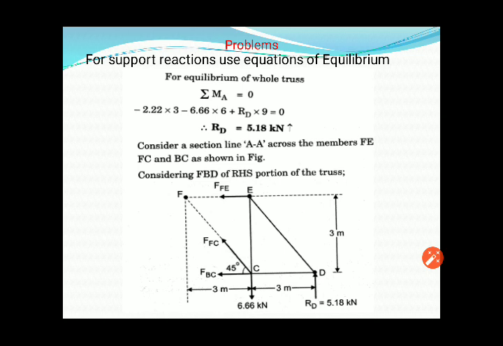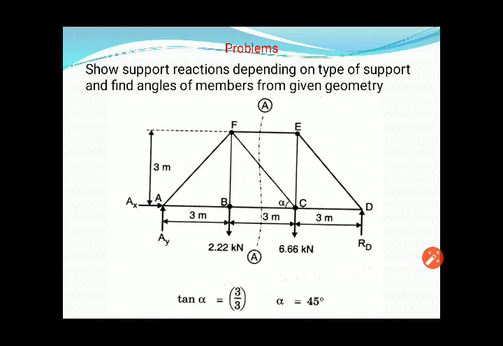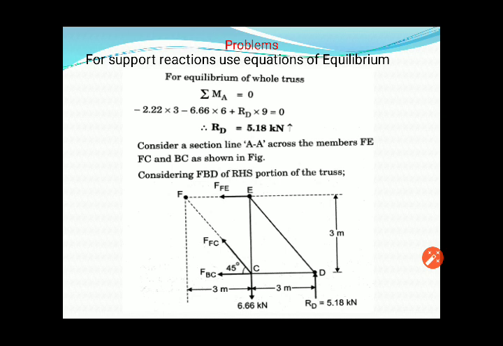Next. For support reactions, use equations of equilibrium. For equilibrium of the whole truss, summation M equals to 0. So if you take summation of forces about A, minus this one, and this one. So you get the value of RD.